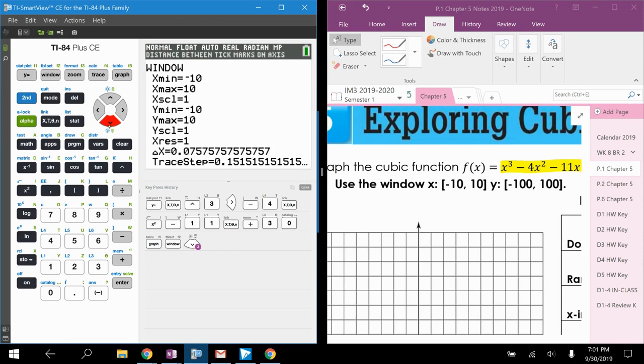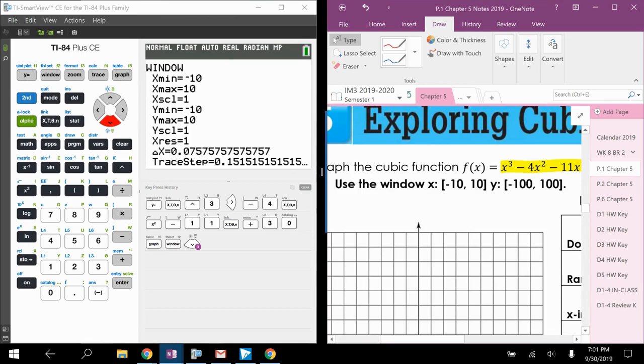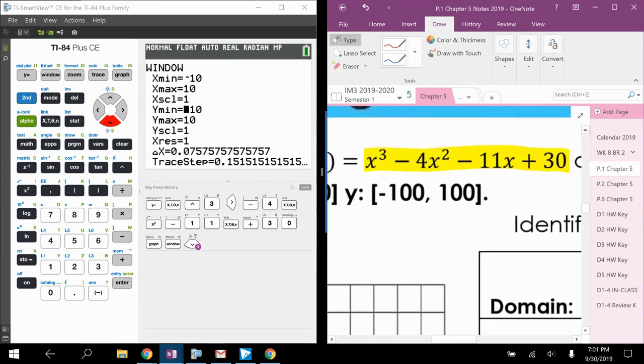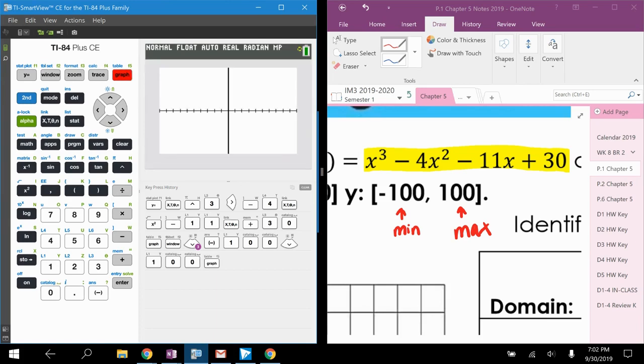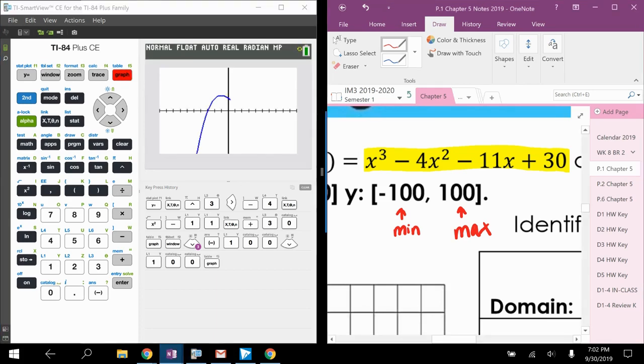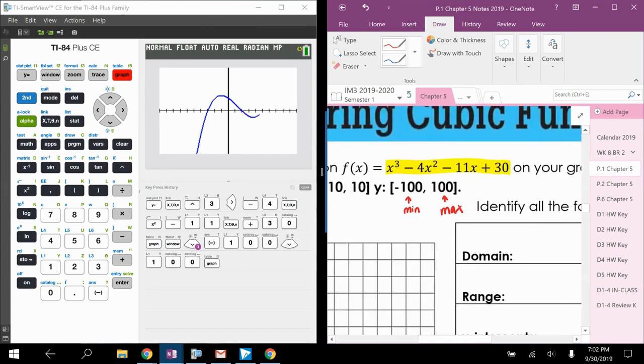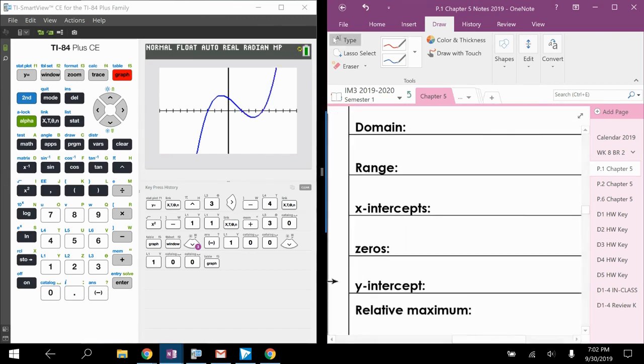Scroll down and go to your y min. According to our notes, this is going to be our y min and our y max. We're going to type that into the window part. So -100, scroll down, and then 100. Okay. Now that you have adjusted your window, you can go ahead and press graph and now see what it looks like. And you can see here it looks way better and way easier to read than before.